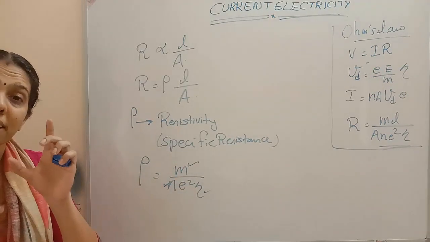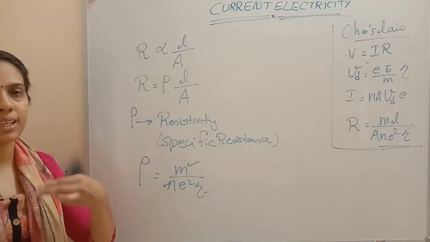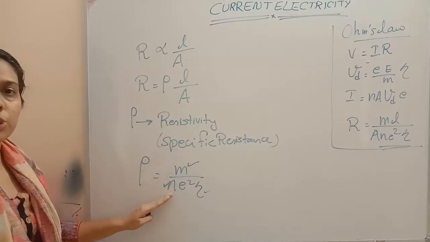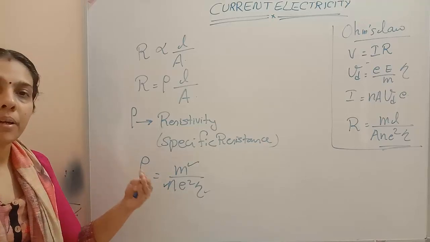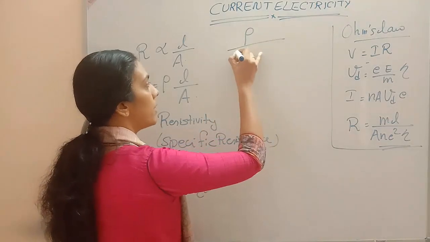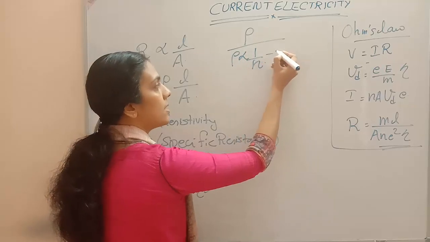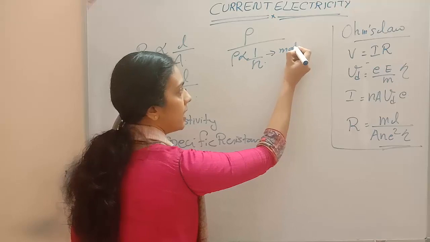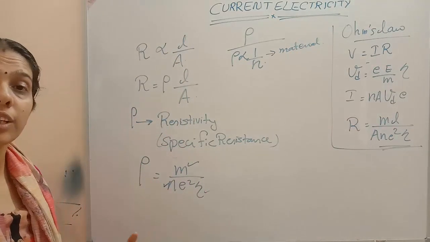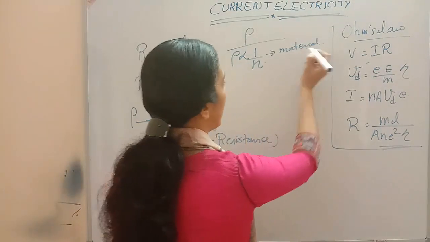So it is depending on the number density of electrons; rho is inversely proportional to number density. It is depending on the number density, meaning rho has a first dependence on number density. That means it is depending on the material. As the material changes, the number density, the number of free electrons, will also change, right? So it is depending on the material.